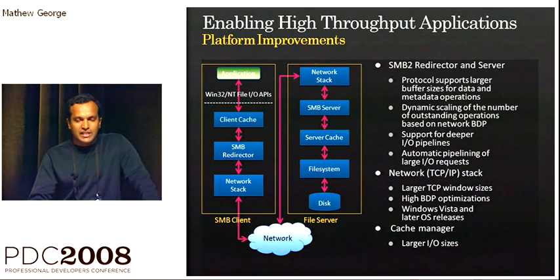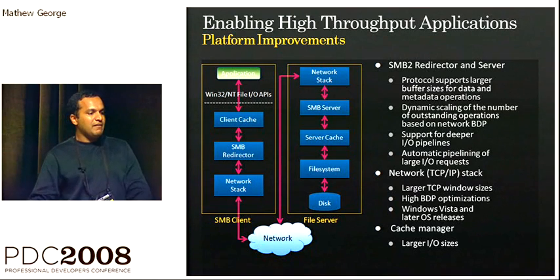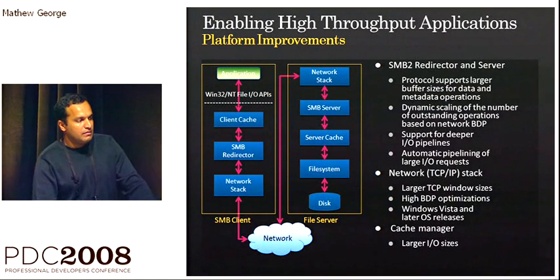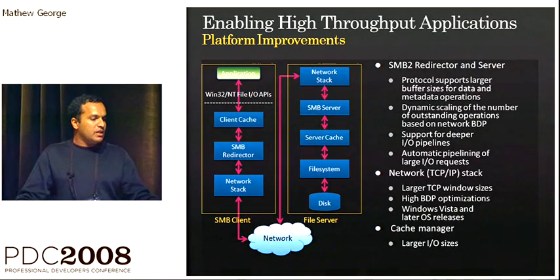We also have had changes to the TCP/IP stack, again, starting with Windows Vista, and then we have had incremental changes for Server 2008 and then Windows 7. TCP supports very large window sizes, which are required in such networks. And finally, we have changes to the cache manager and file system components to efficiently support large I/O sizes.